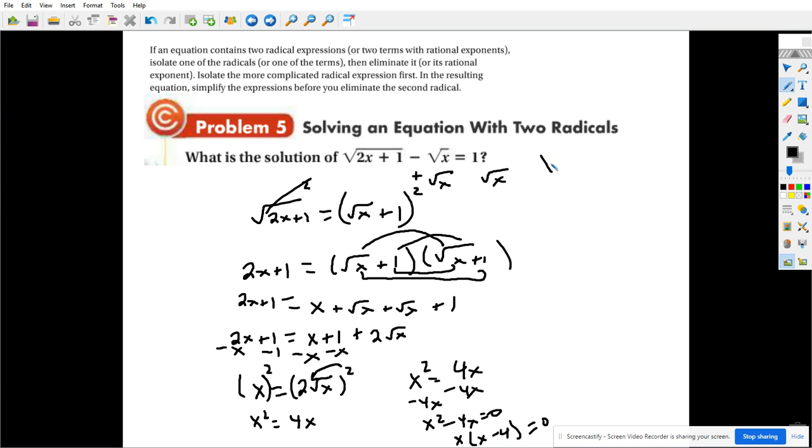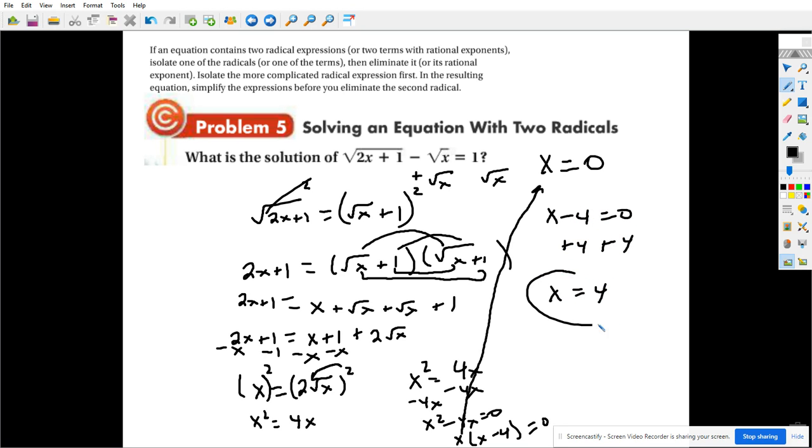I use the 0 product property, and I get x equals 0. That comes from this factor right here. And then I set x minus 4 equal to 0, which I just add 4, and x is equal to 4. So I get my two solutions here. I need to, again, check them. If I plug in 0, 2 times 0 is 0, plus 1 would give me the square root of 1, which is 1, minus the square root of 0, which is 0, right? So 1 minus 0 equals 1. So when I plug in 0, it works.